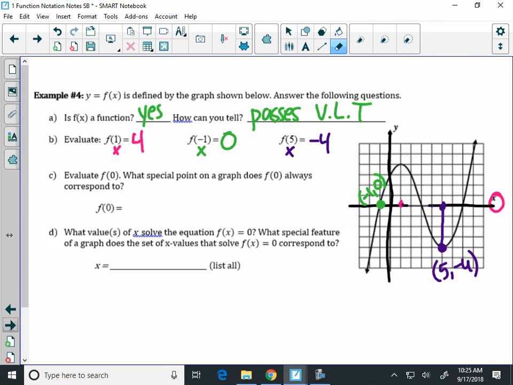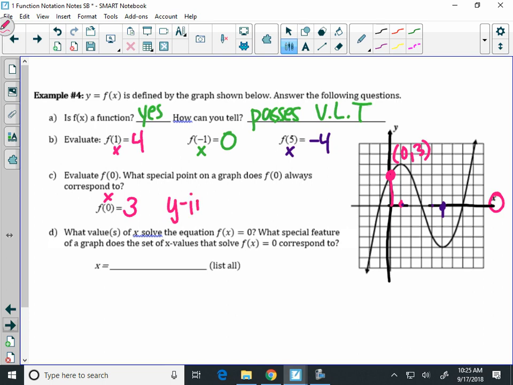The next one says, what is f of 0? Well, 0 is an x value. So go to 0 here, and it looks like I have to go up my graph 3 spots to get to that output. Well, that point, the ordered pair is 0, 3, and it goes through the y-axis. That is called your y-intercept. Right? That's a feature of this graph.